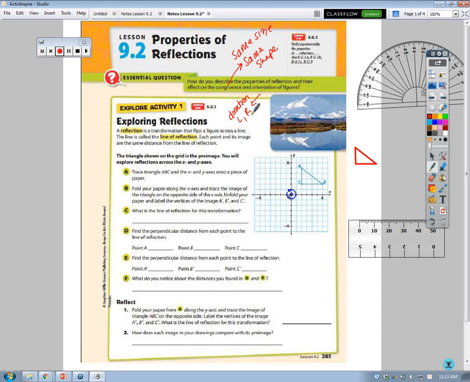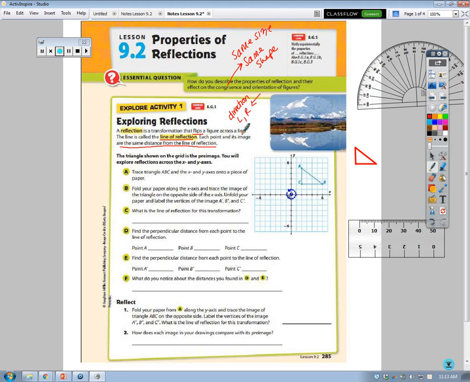So what we have here in Explore Activity 1 is we are exploring reflections. A reflection is a transformation, right? That means the type of transformation that flips a figure across a line. The line is called the line of reflection. Each point and its image are the same distance from the line of reflection. So each original point and its image, so its changed point, are the same distance from the line of reflection. That's important to remember.